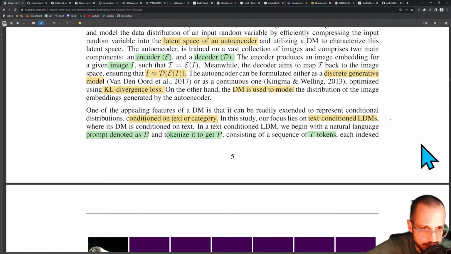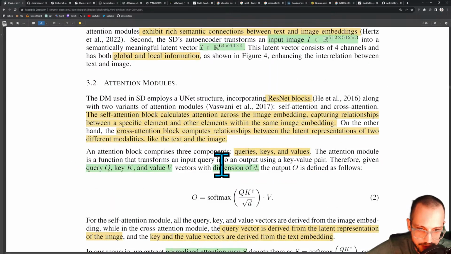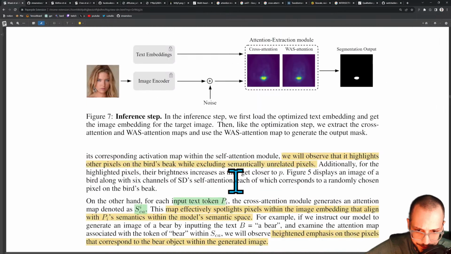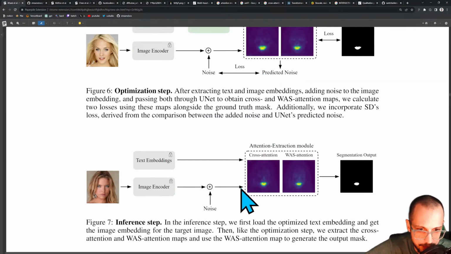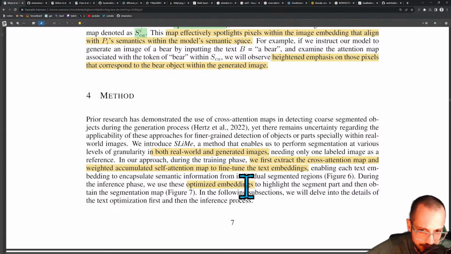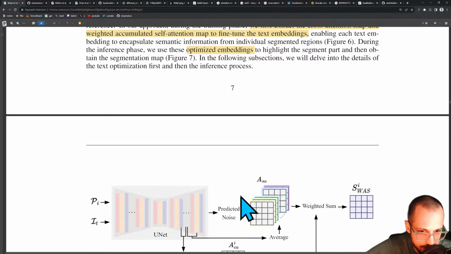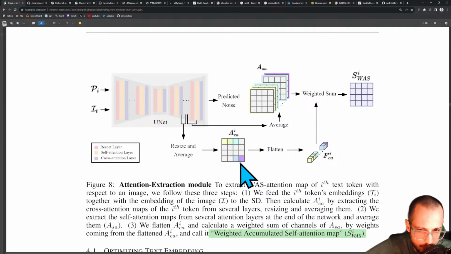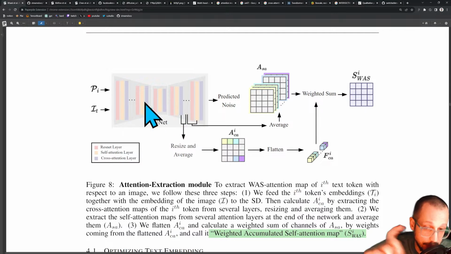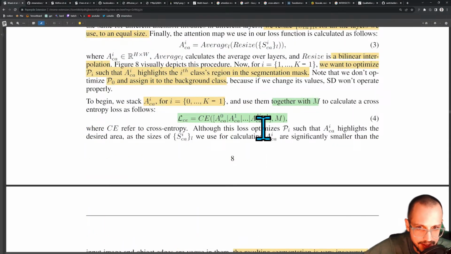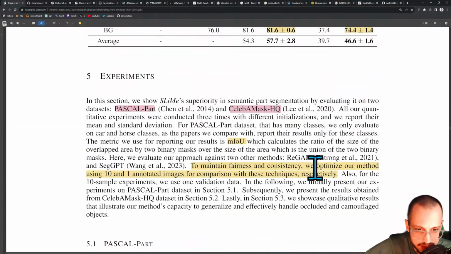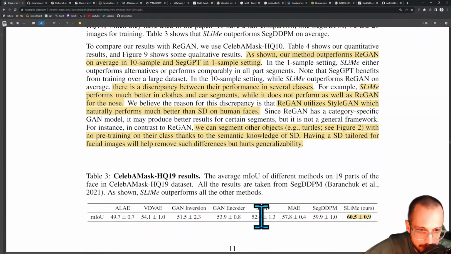What else? Very nice little summary of latent diffusion models, of attention modules. I guess we never went over these figures, but basically what they're doing is they're taking the cross-attention and the self-attention maps, and they're doing all this weird resizing, averaging, just because the size of these maps is going to change as you go across the UNet, and they're going to use a bunch of them over the different layers of the UNet. So they have to do all this averaging and resizing, which is a little bit weird. I don't like that, but the results kind of speak for themselves. These results are quite impressive.